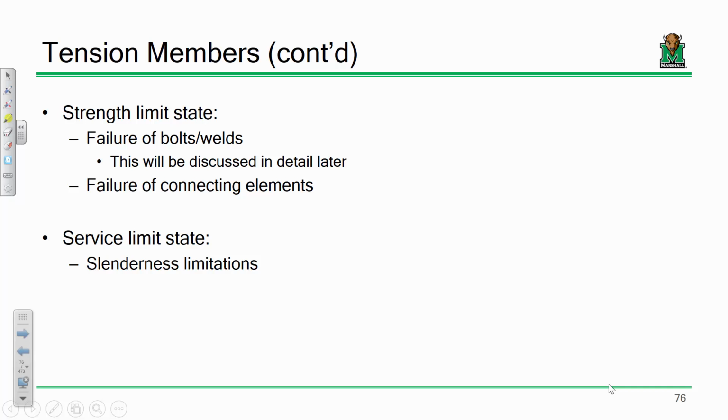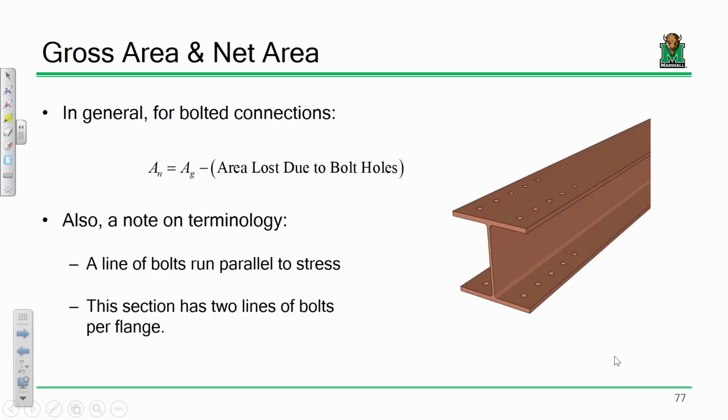All of that stuff that I discussed, that was strength limit state. We do have one service limit state that we will discuss, and that's slenderness limits. Basically, if a member gets too slender, it gets too flimsy, and it kind of gets hard to handle during construction. So we have a slenderness limit. We'll talk about what slenderness is later.